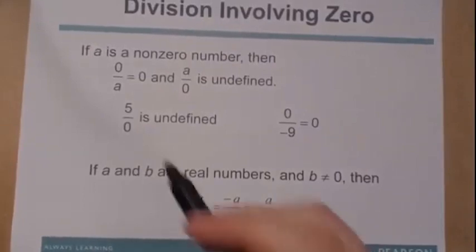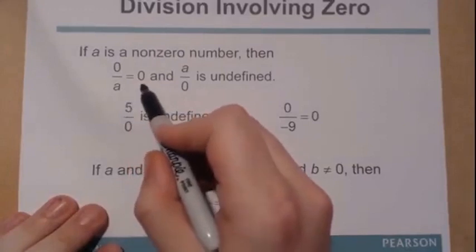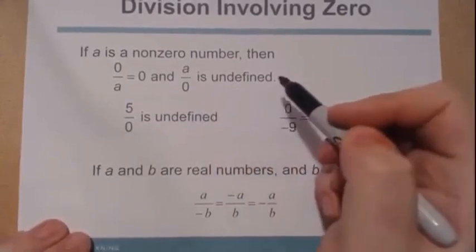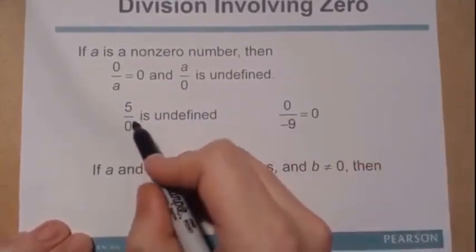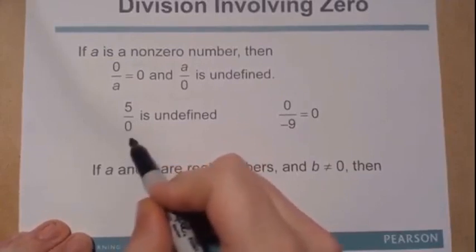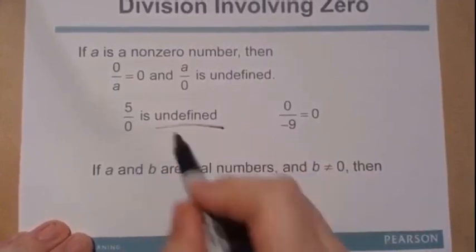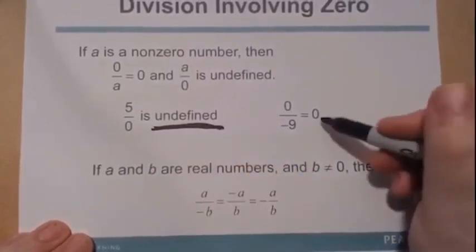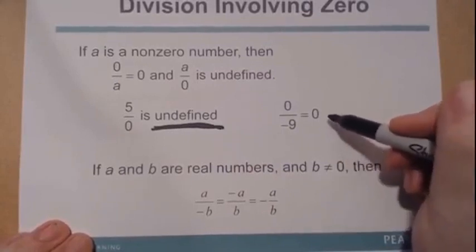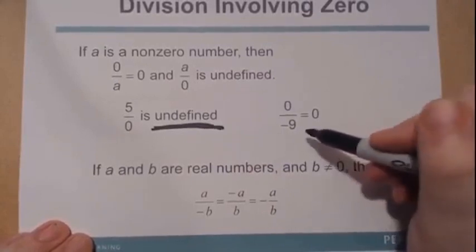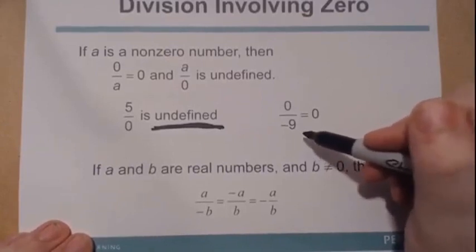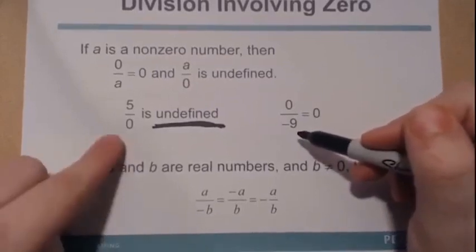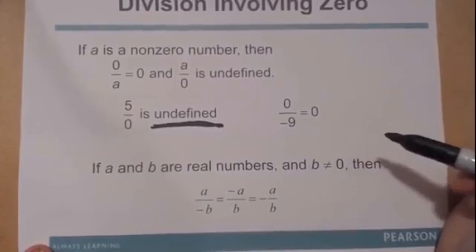0 again. 0 divided by any number is 0, but a number divided by 0 is undefined. So, 5 divided by 0. We have 0 on the bottom, dividing by 0. Undefined, because we can never divide by 0. But 0 over -9, that's fine, and the answer is 0. Again, it doesn't matter if we're dividing by a positive or a negative number. 0 divided by something, as long as that something is not 0, is going to give us 0.